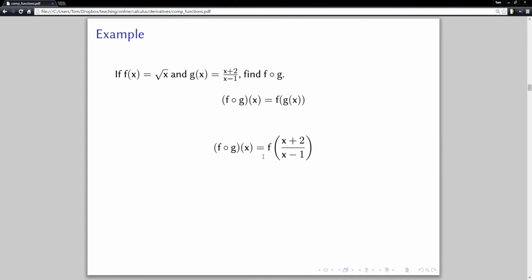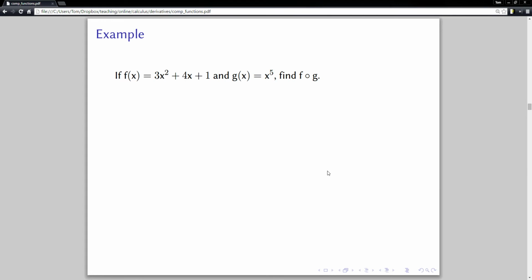Now, looking at what this is telling us to do, it is saying, go to f over here, and everywhere you see this variable x in the formula for f, I want you to plug in the function x plus 2 over x minus 1. The formula for f of x is square root of x. Here, just think of this as I popped out the x, and in its place I am going to substitute this expression inside parentheses. When I do that, that's what I get. And so that is the function f of g of x, the composition of f and g.